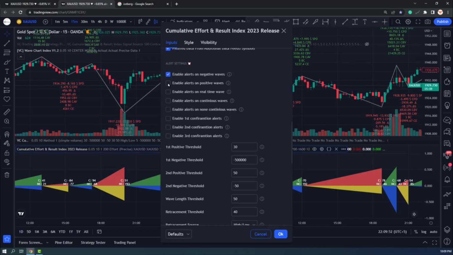Similarly, if we check this checkbox, enable alerts on the positive, we are giving commands to the system that give us alerts on the positive waves. So if we check both of them, positive and negative, on the positive waves and on the negative waves, we will get alerts.